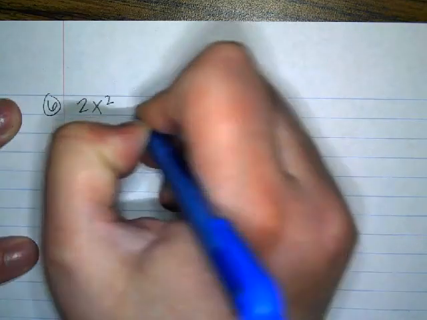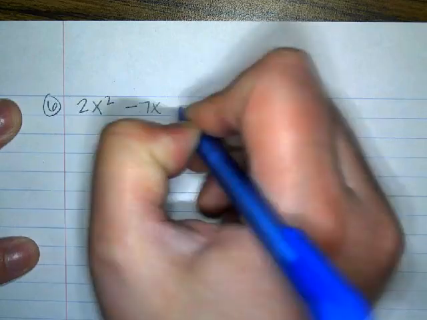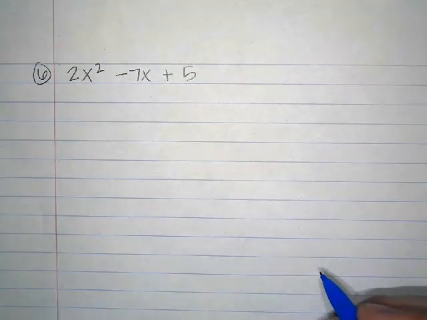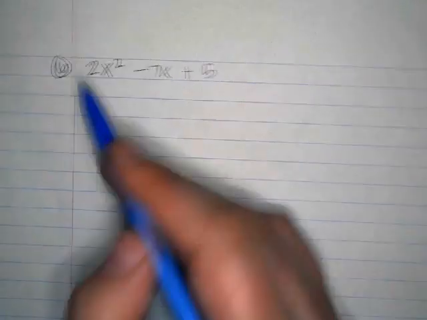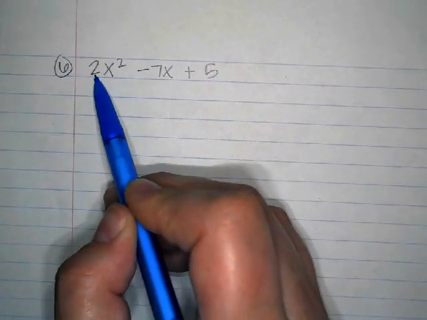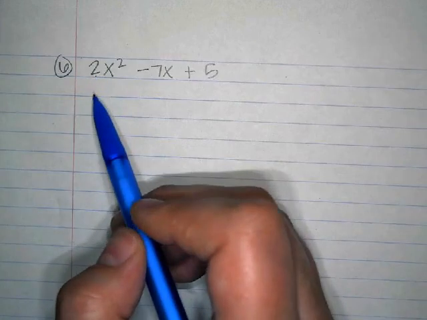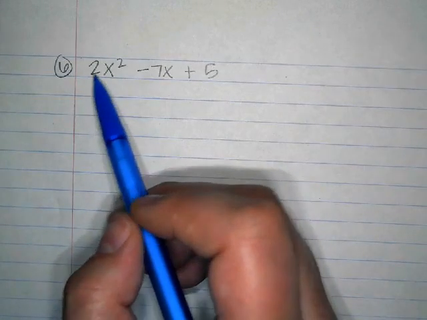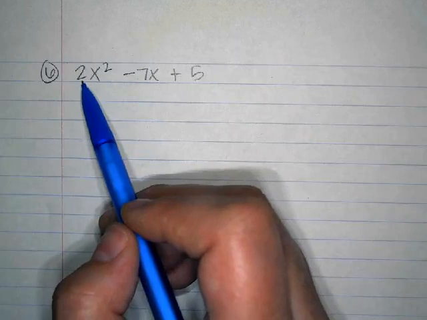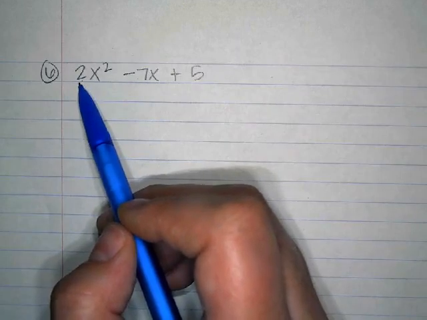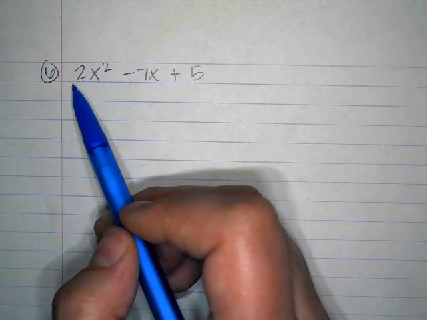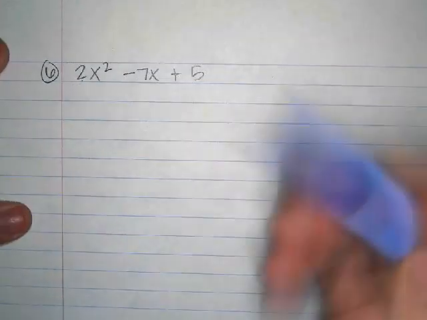Okay, so number 6. I'm going to say, instead of x squared, I'm going to say 2x squared, and then minus 7x plus 5. So I'm changing it just a little bit. How does that change the problem if I make the front a 2x squared? Distribute the 2? What do you mean by distribute the 2?